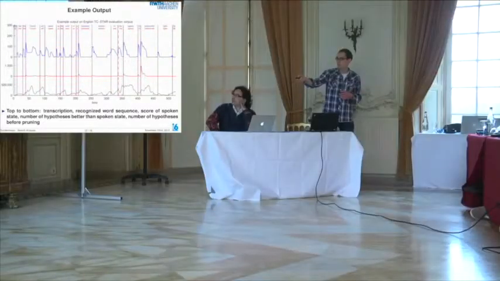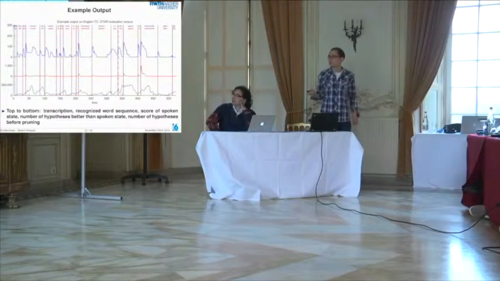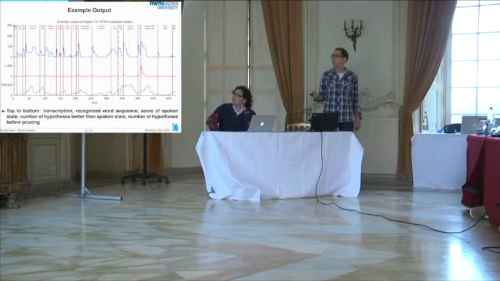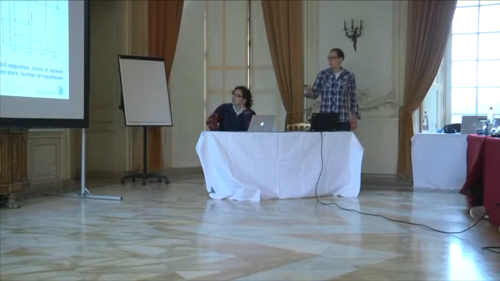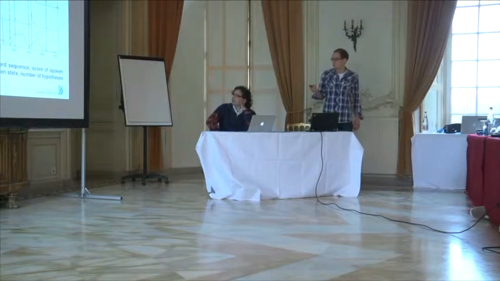So this ranges up to 500, so it's roughly 500,000. But it's before pruning. So that's the number of state hypotheses that actually gets investigated during search per time frame at a very low pruning.